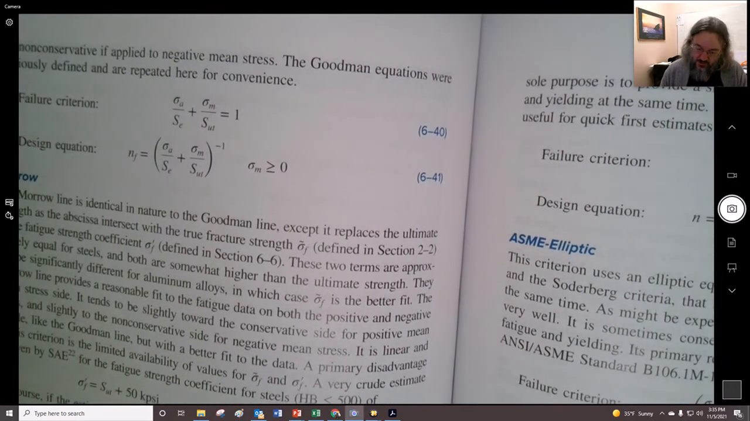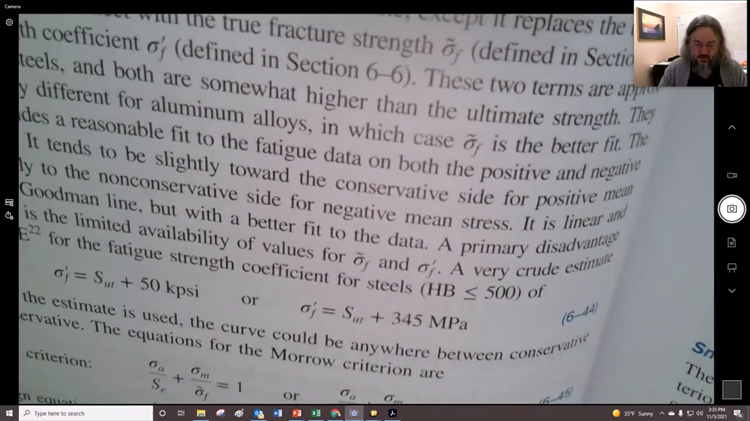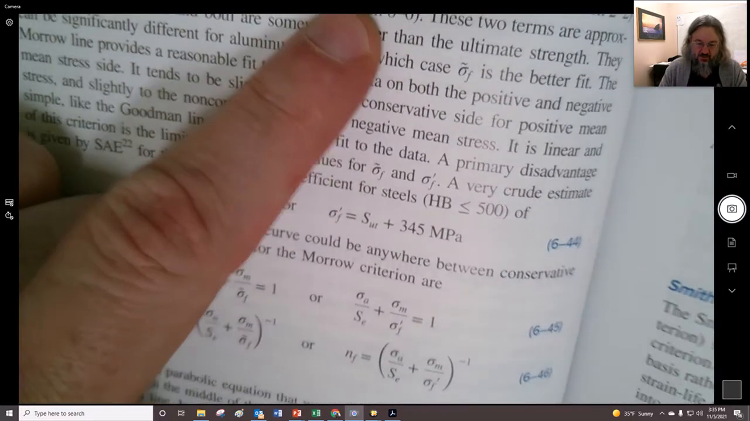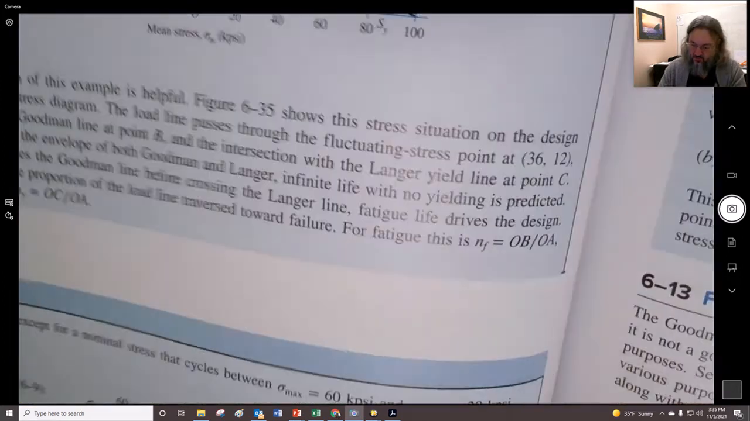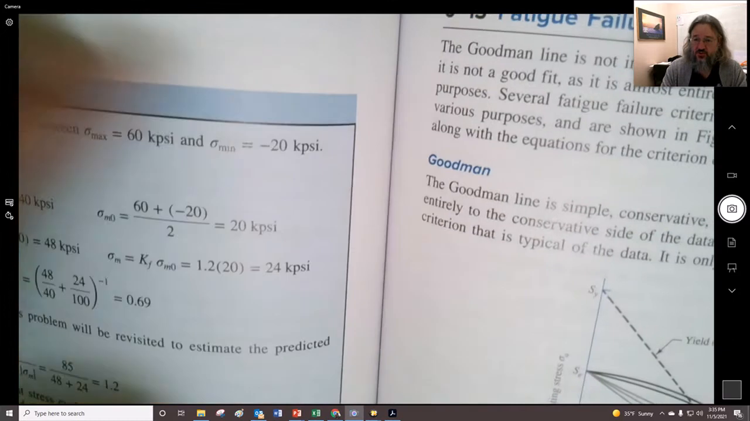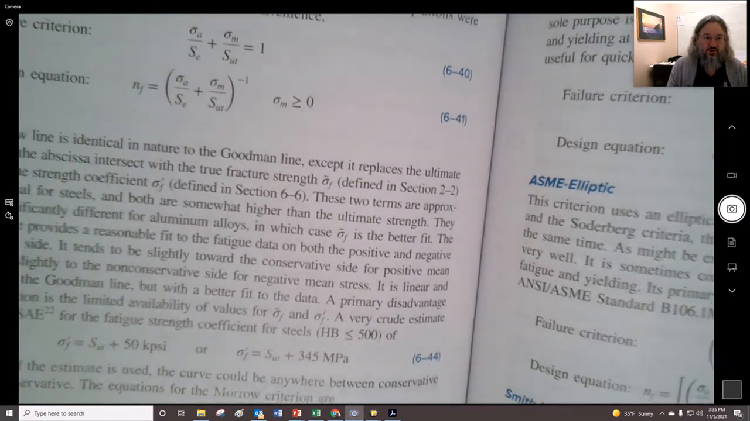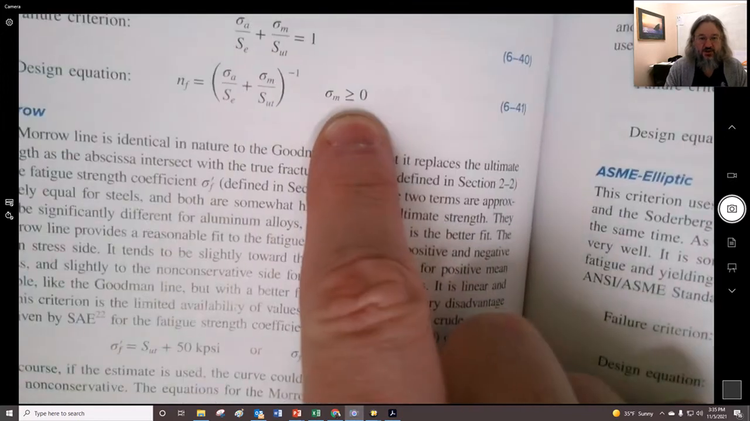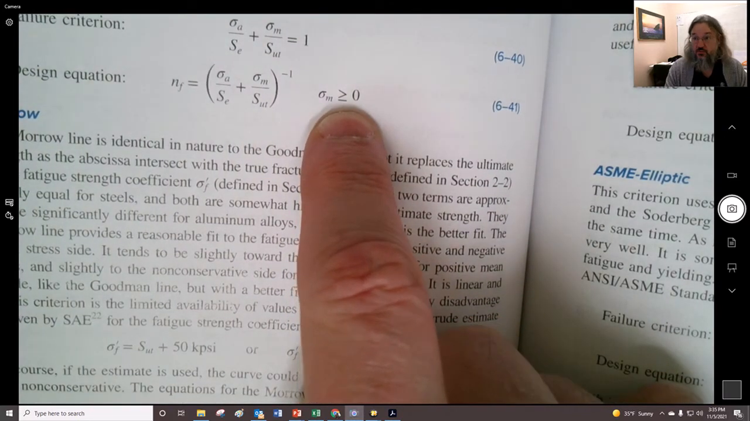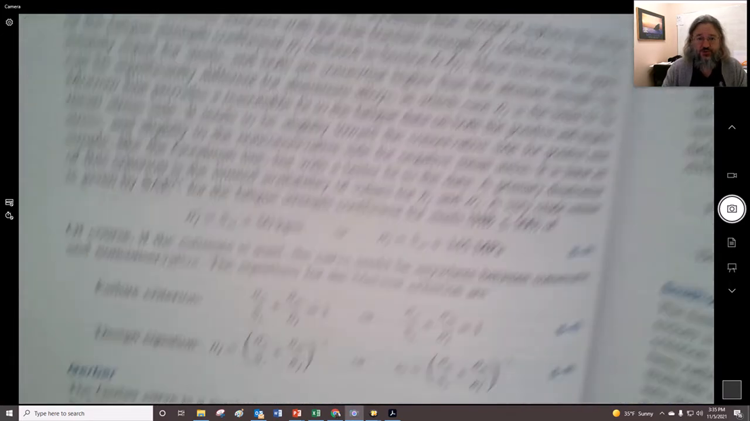I'm trying to find these other guys right here. I don't want Morrow. It's identical to the Goodman line. All right, so let me see here. I will learn about that later. Okay, so here, start with Goodman, and here's the safety factor, and I put subscript G, for Goodman, underneath there, right? And remember, this is when the mid-range is greater than 0. So if it has compressive mid-range, we have to do something about that.